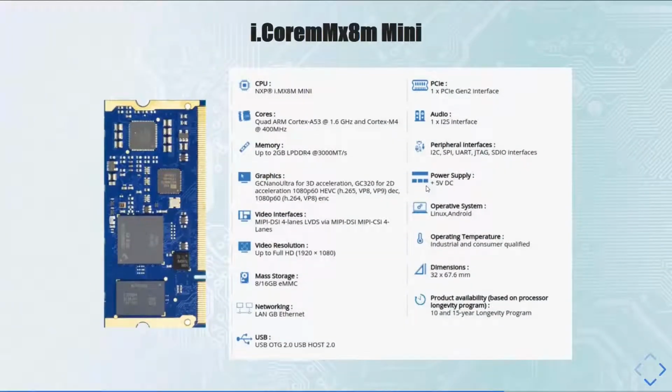The system on module chosen for this application is our i.CoreMX8M Mini, with NXP processor with up to 4 Cortex-A53 and a Cortex-M4 for real-time. All the specifications about this hardware, as for all the other Engicam system modules and boards, can be found on our Engicam website.